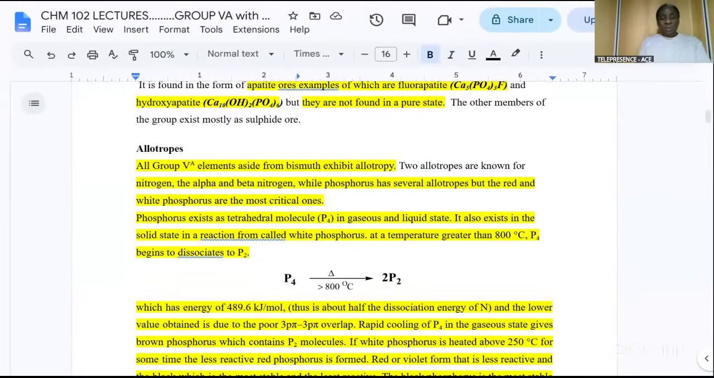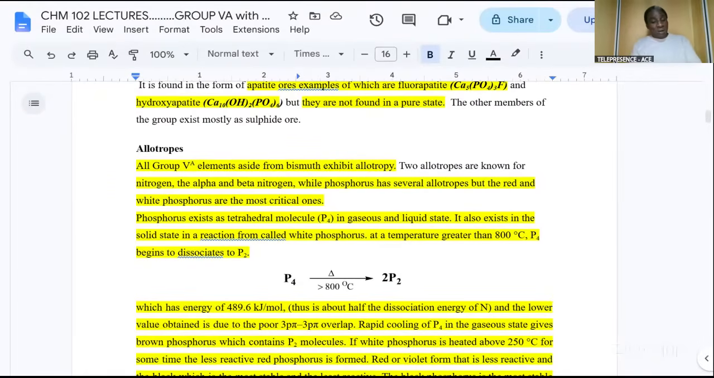Let's quickly look at the allotropes. The allotropes of group 5A elements, or group 15, are given here. Two allotropes are known for nitrogen, and they are the what? The alpha and beta nitrogen. White phosphorus has several allotropes, but the red and white phosphorus are the most critical ones. So you still have black phosphorus. You are still going to see it here.